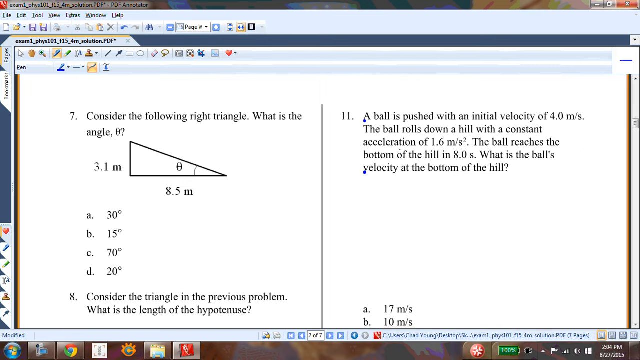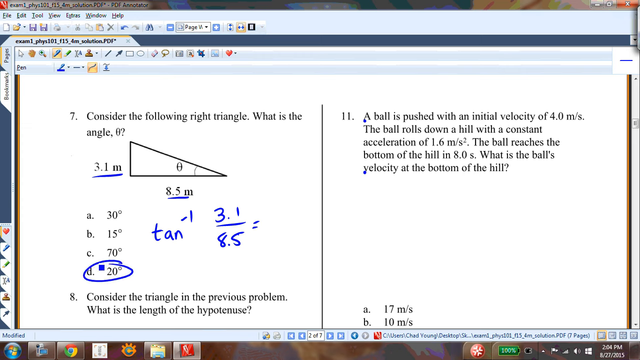What is the angle theta here? Okay, well I know the opposite and adjacent side, so I just say the inverse tan of opposite, excuse me, 3.1 divided by 8.5. I get 20 degrees. D is the right answer.